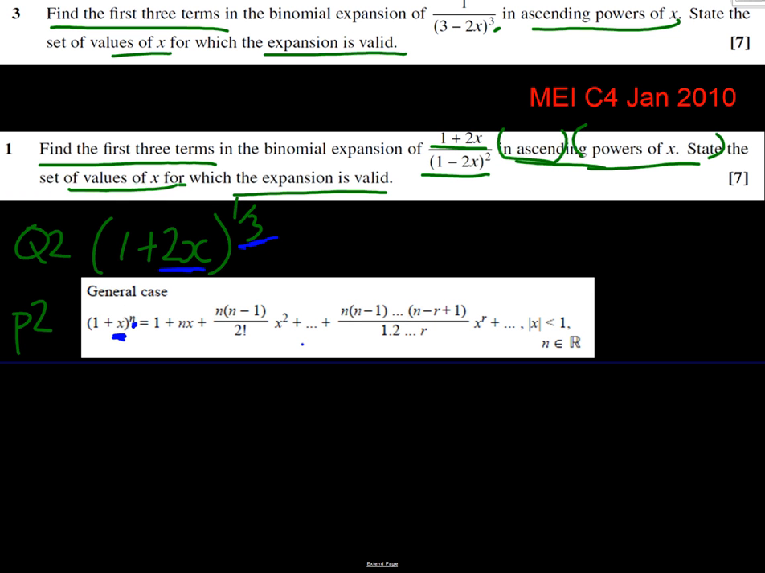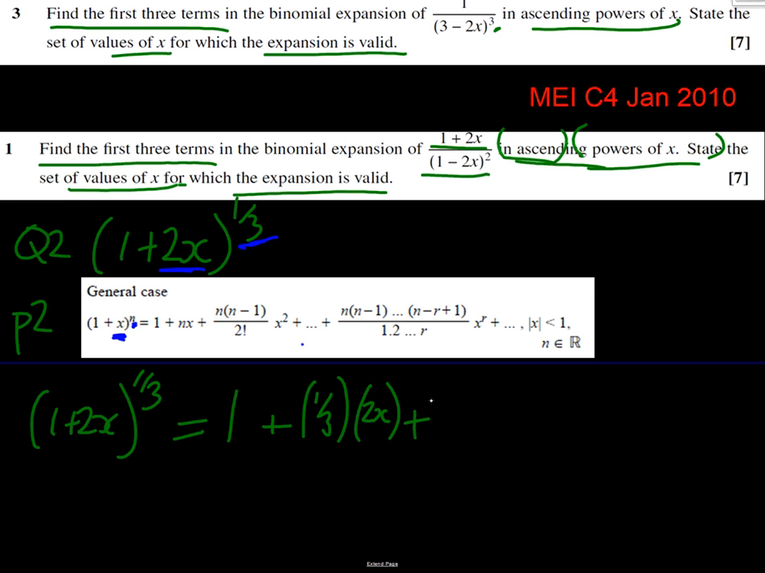So now we know what we're doing. We can substitute those values into our expansion. So let's just write that. So 1 plus 2x to the third equals, well, our first term is always 1. Our second term here is n times x. Well, n in our case is a third. x is what we had inside the bracket, that was our 2x. And I'm writing all the parts here so that we don't make a mistake.